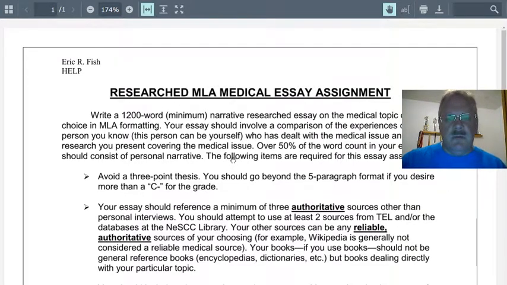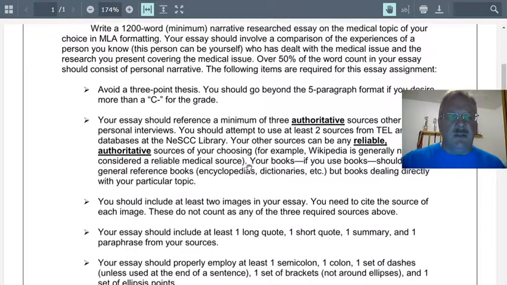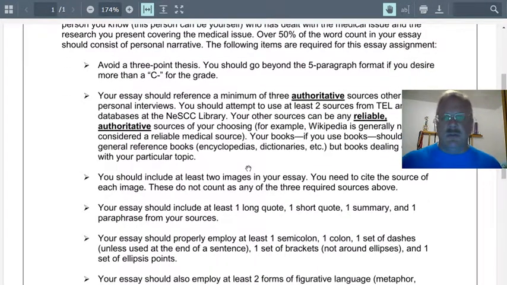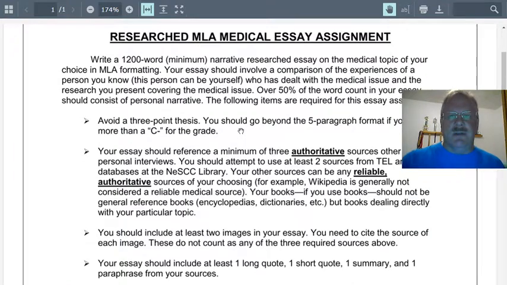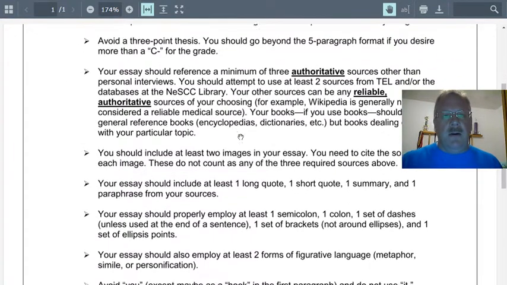But about 50% of the word count of the essay should be that personal narrative, you telling the person's story. Then the rest of it's going to be you putting the research into that story. So if you tell me I'm going to do breast cancer, I'm going to say, well, whose breast cancer are you going to talk about? If you type back, I don't know, then we have a problem because you're not going to be able to do half the essay, the narrative part of it.